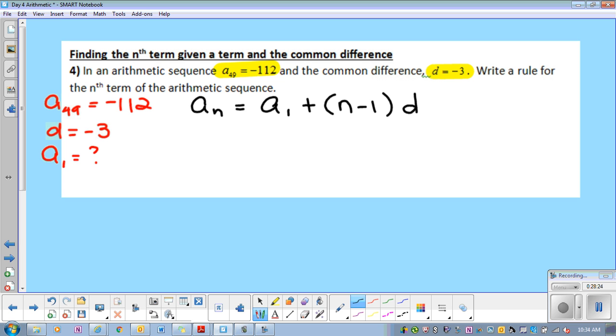Now let's think about what we know. They tell you d, which is negative 3. Now, they told you a sub 49. If you know a sub 49, then if this n is 49, this n also has to be 49. So that's the same n.